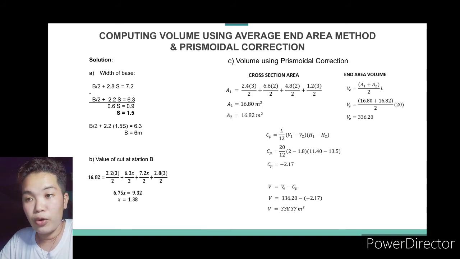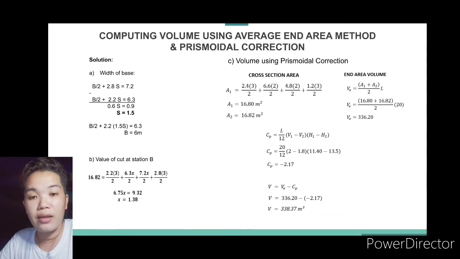equivalent to 2.4. For section 2, the base is equivalent to 2 and the height is 6.6. For section 3, the base is 2 and the height is 4.8. And for the last section, the base is equivalent to 3 and the height is 1.2. So solving for the area of area 1, we arrive at the answer of 16.80 square meter.